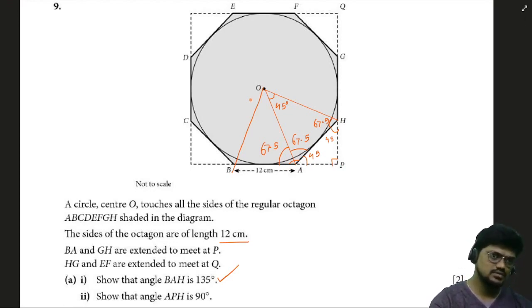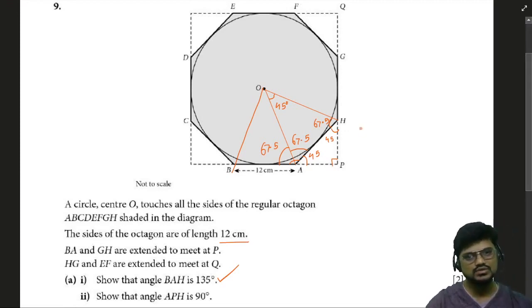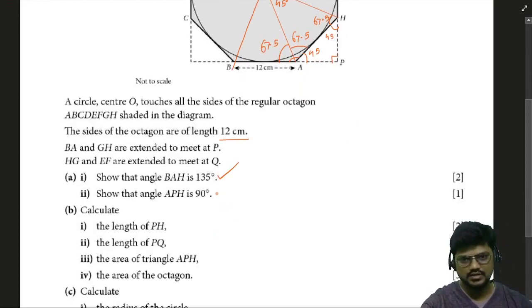So we can directly do the triangle one, no? The triangle is 180 degrees. Yeah, that is also fine. You can do it with this triangle also. You'll get this as 90. If this is 45, this is 45, this will be 90. After that, calculate the length of PH.